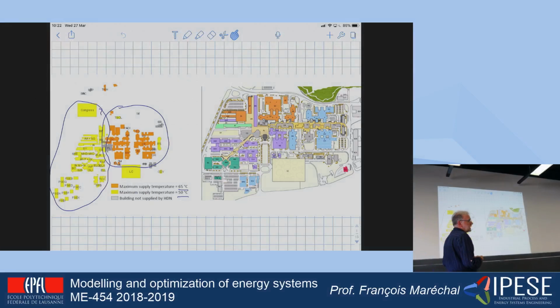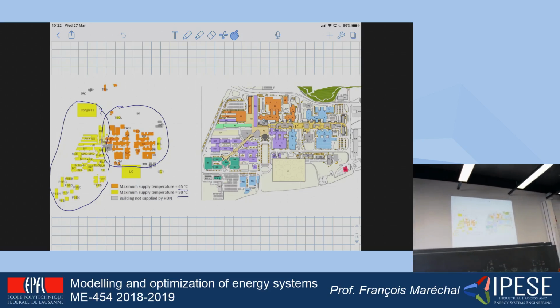So I just would like to remind where we are and what we have done and what you have done up to now, to then introduce the next steps of our work. What we have been doing is looking at how to solve the design of the energy system of EPFL, which means that we have been looking at the list of buildings that were in the campus.